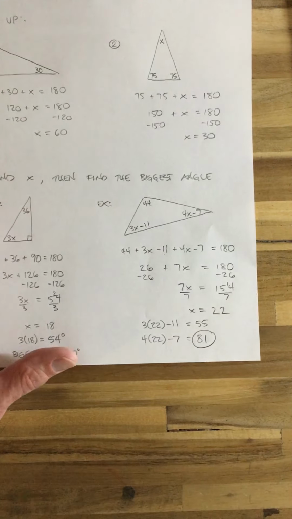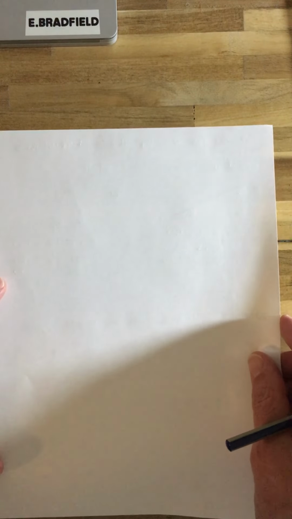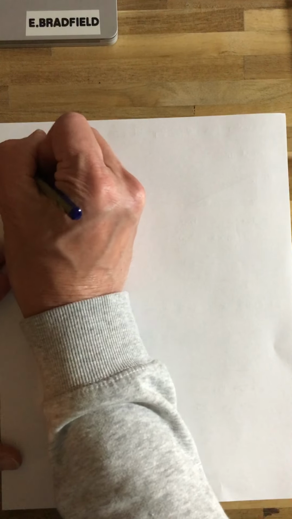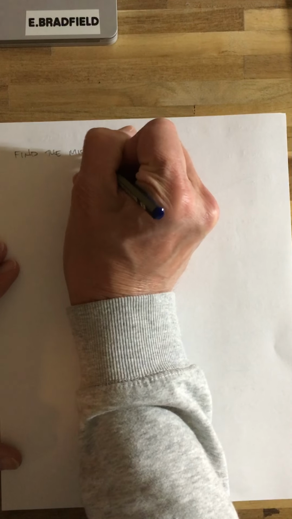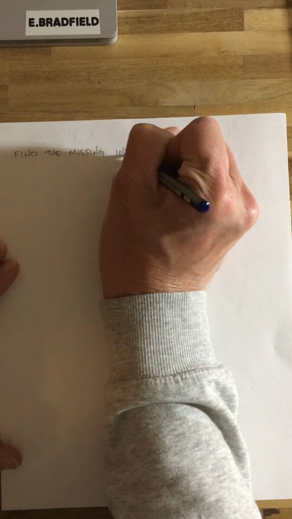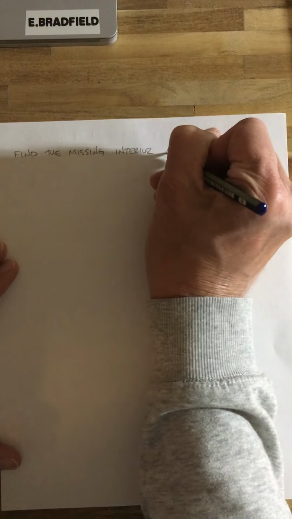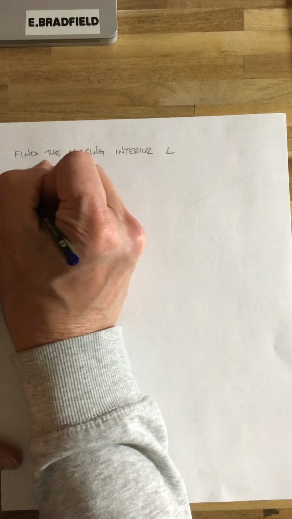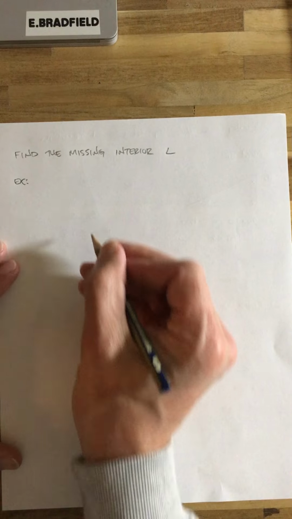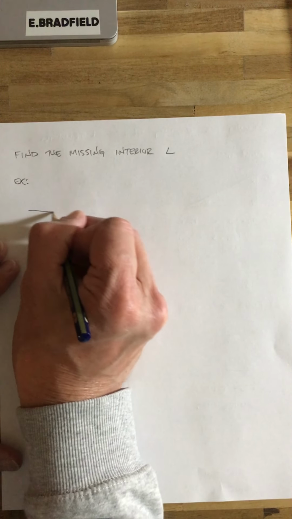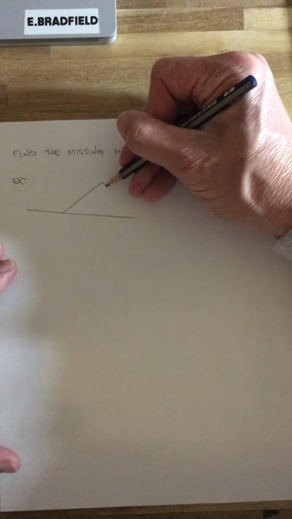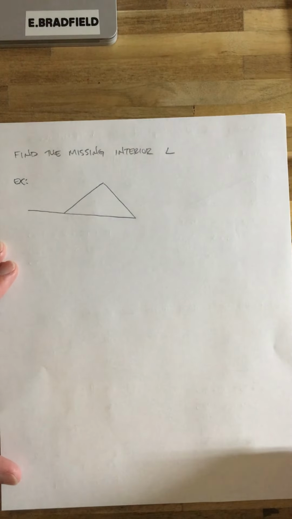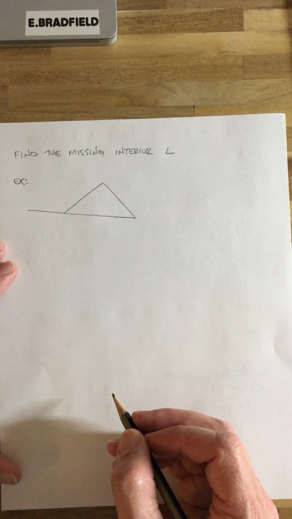Okay, so here we go. Let's do one last thing. Find the missing interior angle. Okay, here's my first example. All right, and I have this, it's going to look funny. It looks like a triangle with an extra little piece sticking off.